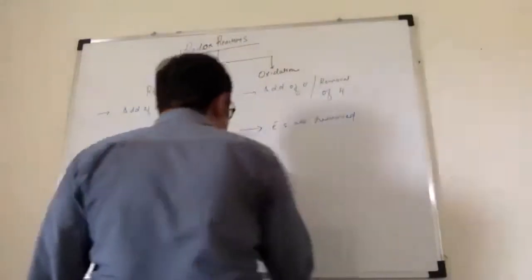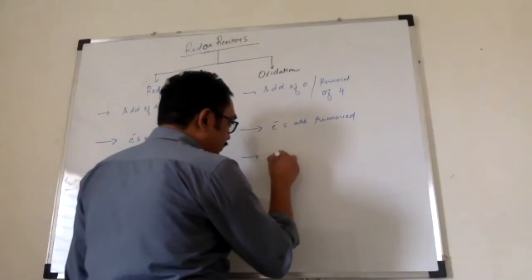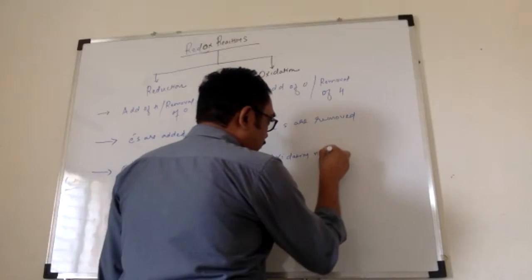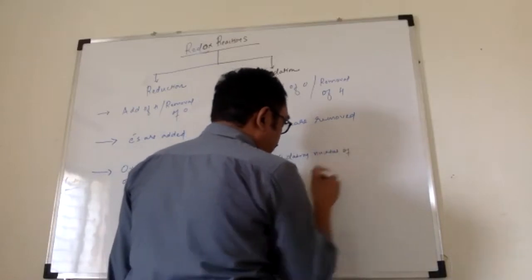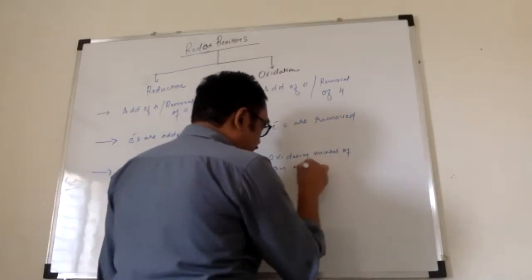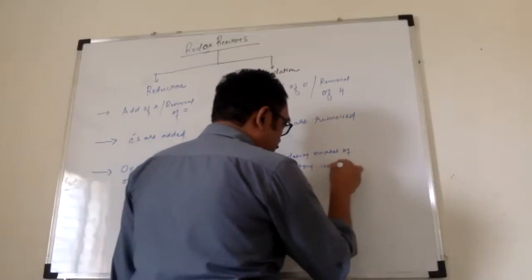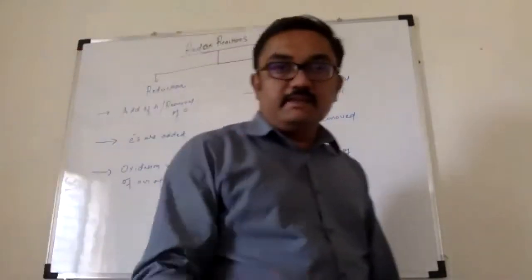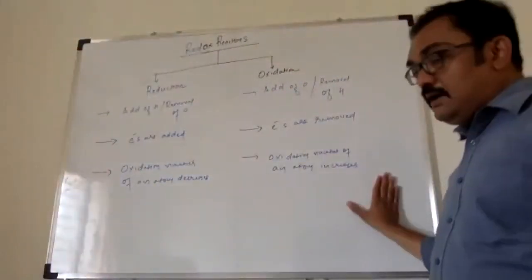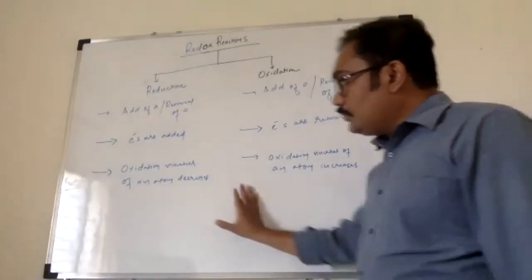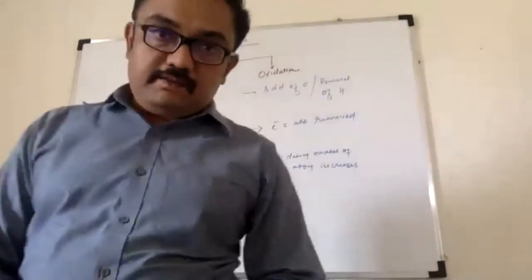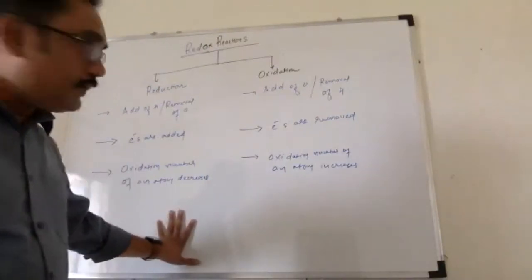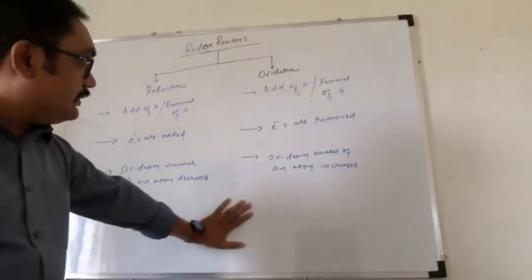And during oxidation, the oxidation number of an atom increases. So if the oxidation number of any atom increases, that can be called oxidation. And if the oxidation number of an atom decreases, we can say that atom has undergone reduction. So that is the third definition.